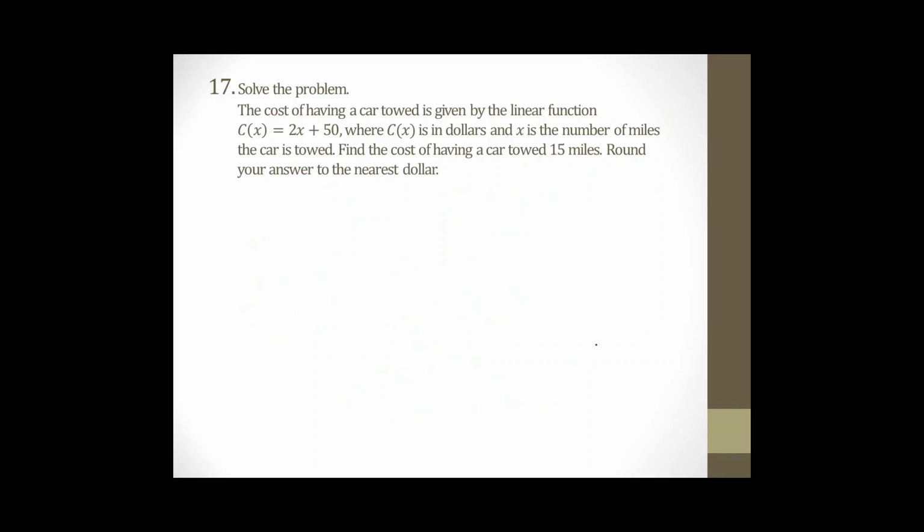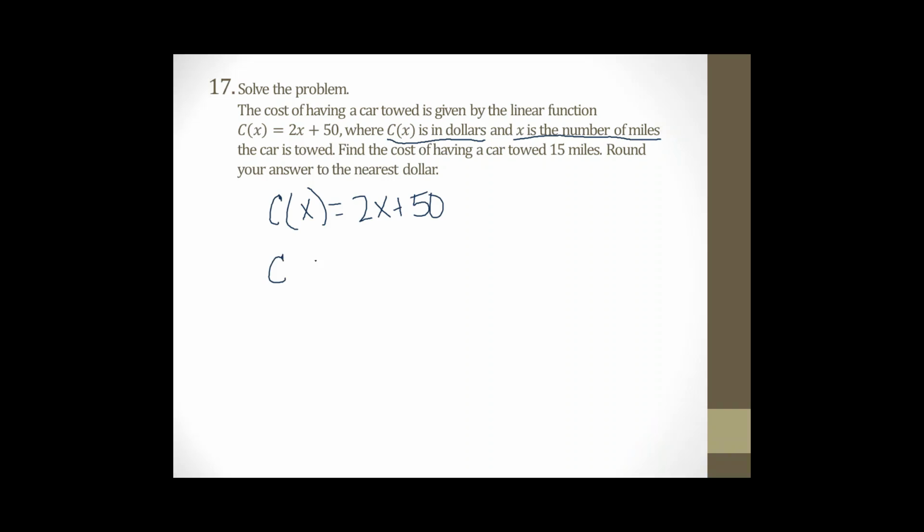So the cost of having a car towed is given by the linear function c of x equals 2x plus 50, where c of x is in dollars and x is the number of miles the car is towed. Find the cost of having a car towed 15 miles and round your answer to the nearest dollar. So this one's nice because it gives us the equation that models the situation. So it's c of x equals 2x plus 50. And they tell us that x is the number of miles and c is the amount in dollars. And so they want us to find c when x is 15.